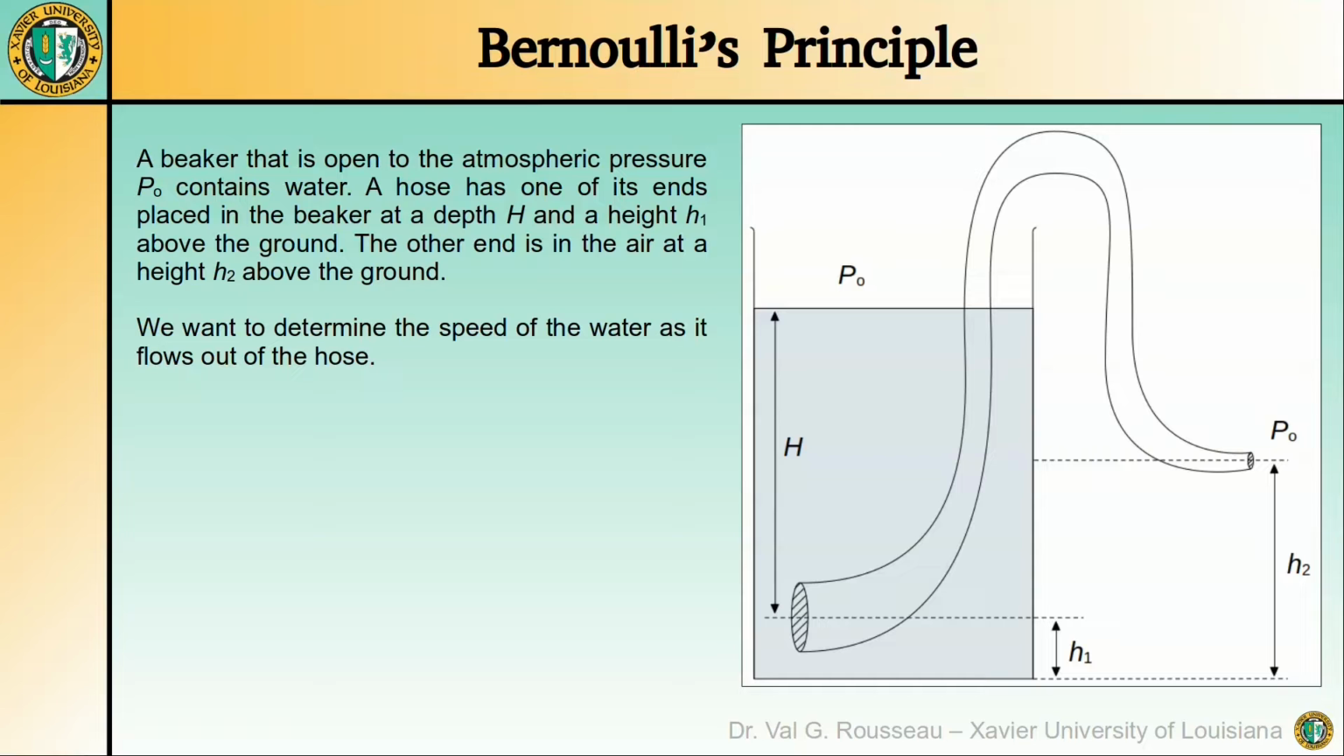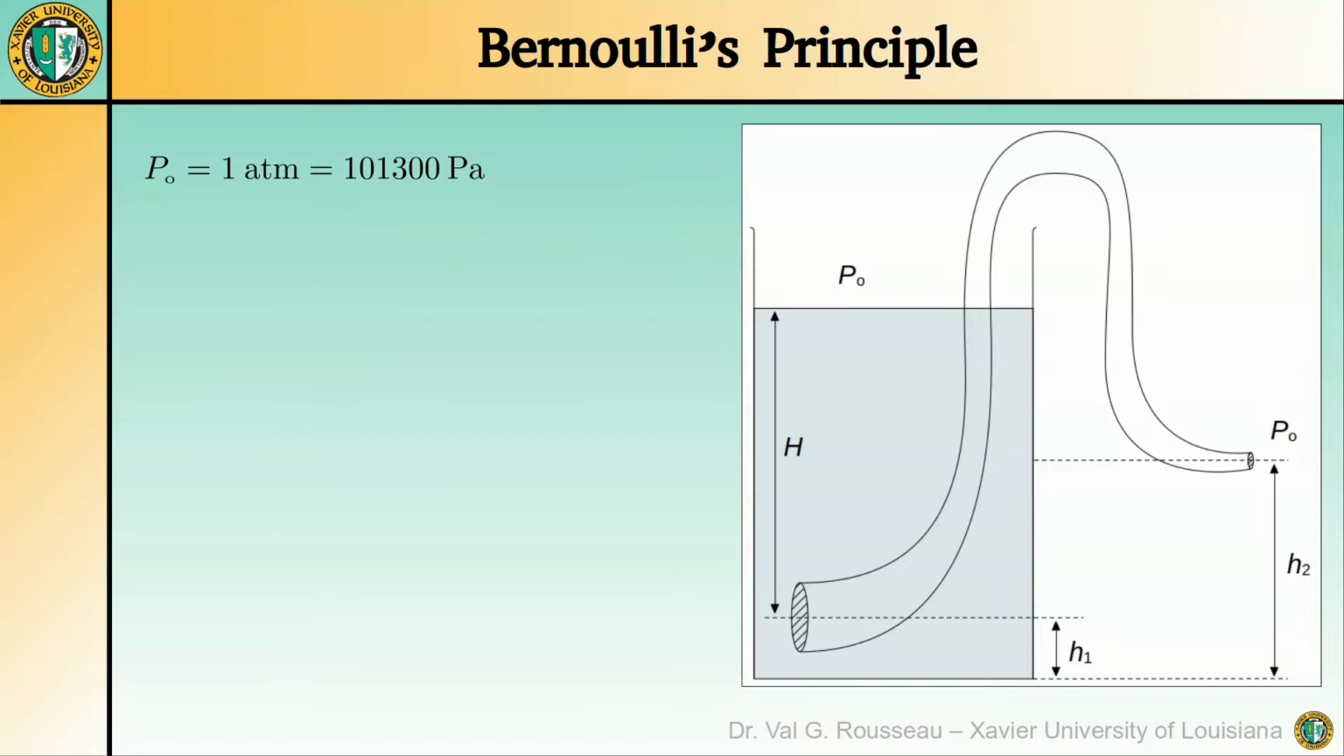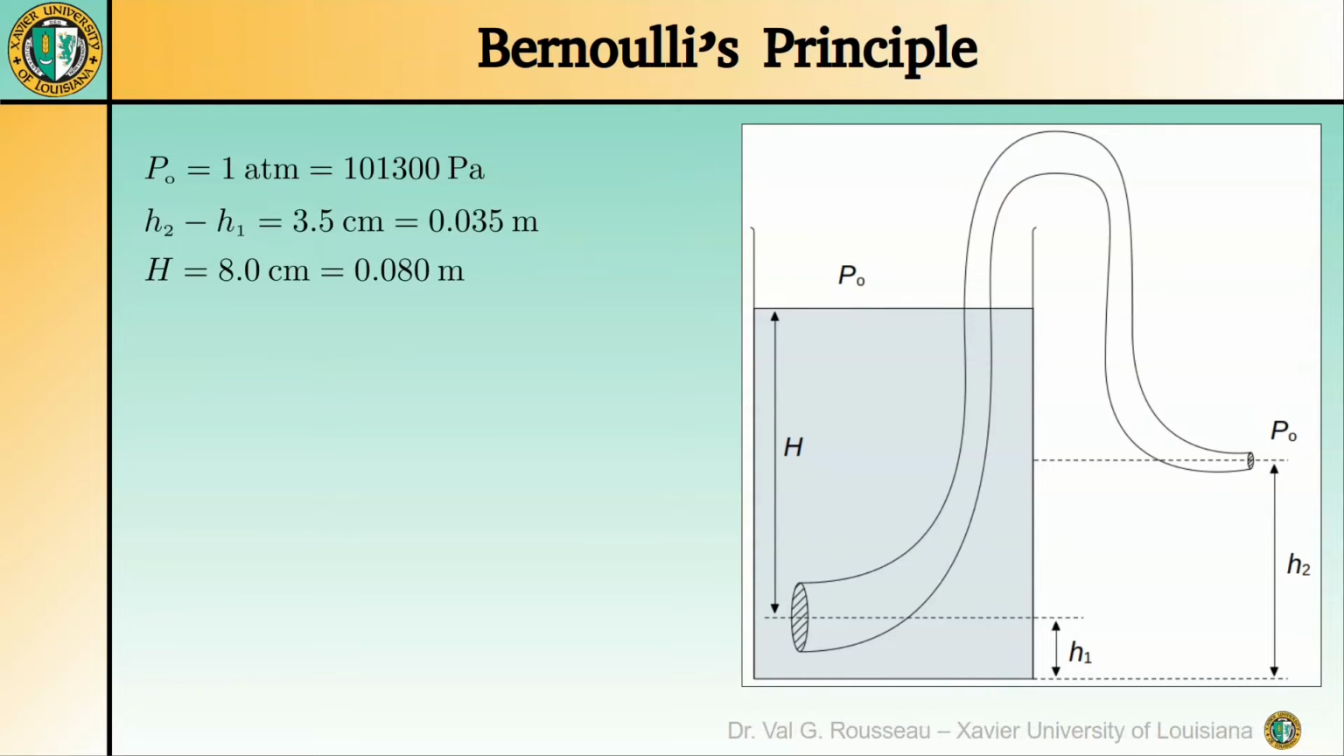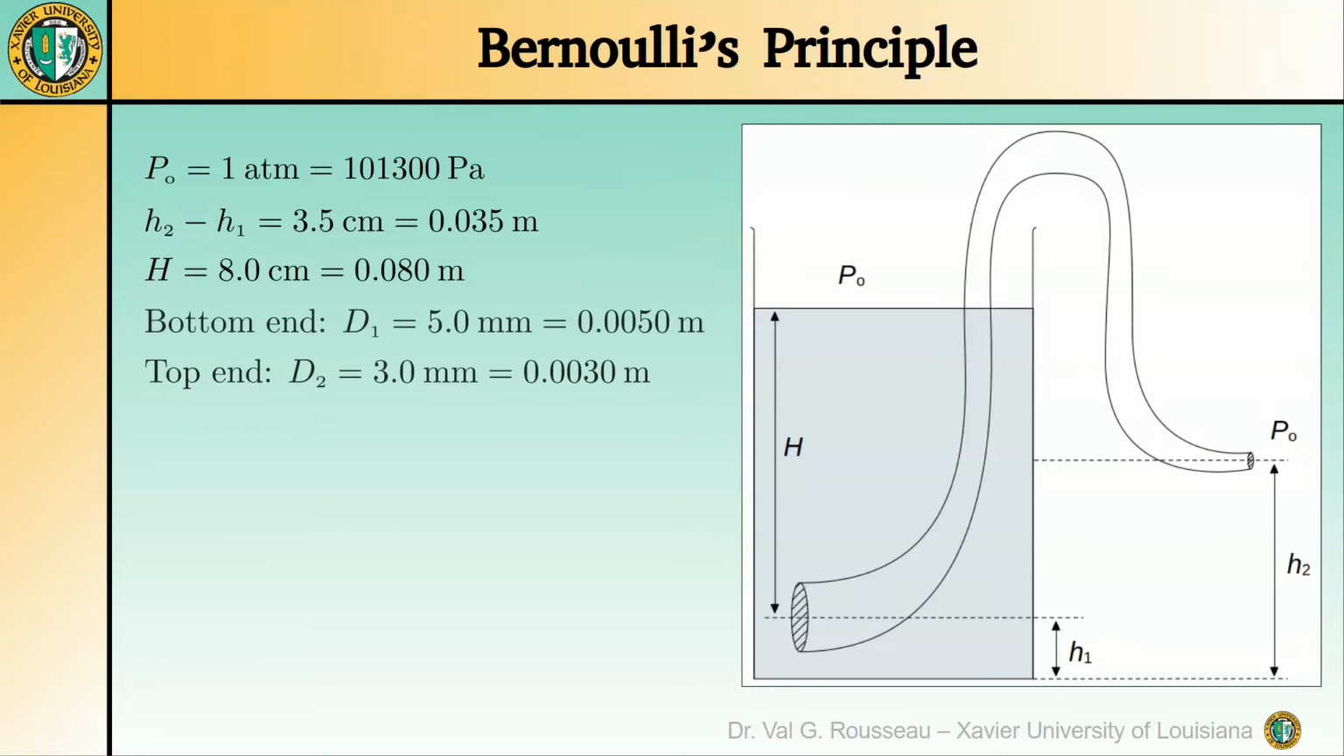We want to determine the speed of the water as it flows out of the hose. We are going to take here the usual standard atmospheric pressure, which we need to convert into pascals. The difference in height between the upper and the lower end of the hose is 3.5 centimeters, which in meters is 0.035. The depth at which the bottom end is in the water is 8 centimeters. We are going to consider here a hose that has a diameter of 5 millimeters at the bottom end and 3 millimeters at the top end.